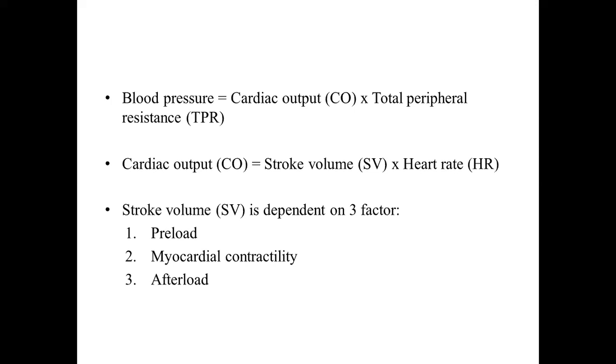So these patients do not have a problem with the systolic function of the heart, and actually the systolic function initially is well preserved and even stronger than in a normal individual.